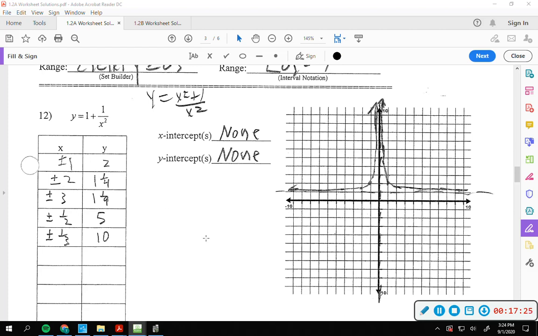If I plug in plus or minus 1 and square it, 1 over 1 is 1, I get 2. You can look at each one of these and see these results. If I square 2, I get a 4. 1 plus 1/4. Squaring 3, I get 1 and 1/9. If we were to look at another one, if I plugged in 4, I get 1 and 1/16. It's getting closer and closer and closer to y equaling 1. That's why it is a horizontal asymptote.